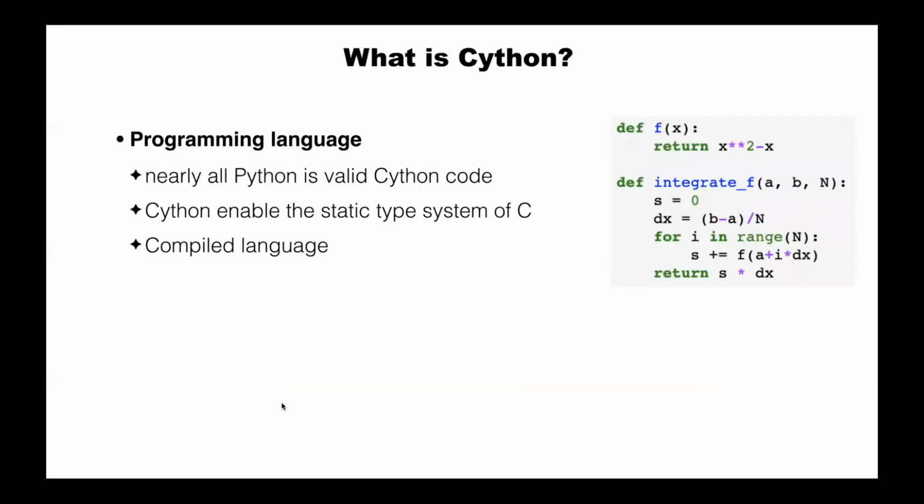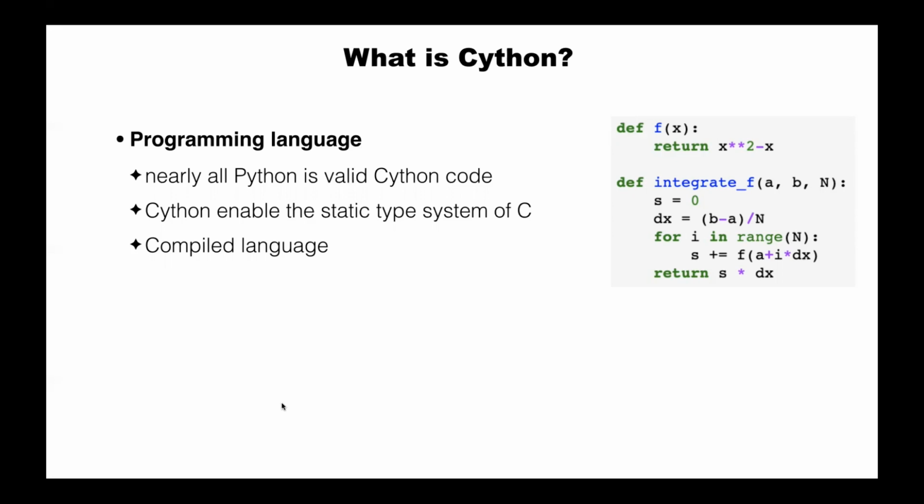First, what is Cython? Cython is a programming language, and in fact, nearly all Python code is valid Cython code as well. For example, in the figure on the right side, we define a simple Python function called f, and then we define another Python function to integrate this f from a to b with n steps. These are very simple Python functions, but they are also totally valid Cython code.